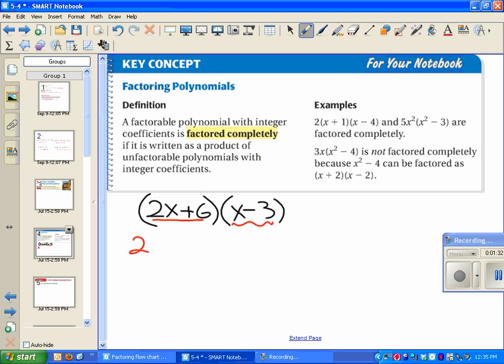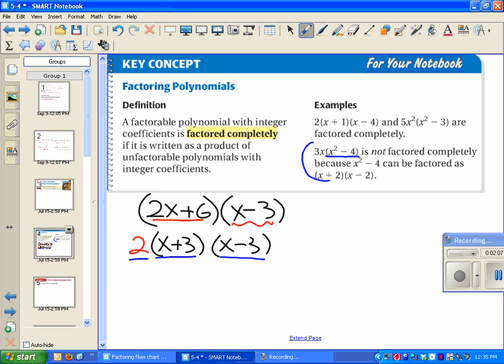So if I factor out a 2, now I'm going to write x plus 3, because 2 times x and 2 times 3, and then times x minus 3. Now I've got polynomials that can't be factored anymore with integer coefficients. Okay. In the example right here, the 3x times x squared minus 4 is still not factored completely because you have a difference of squares there.